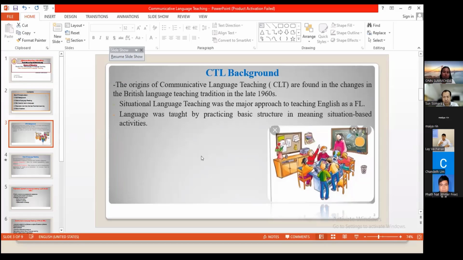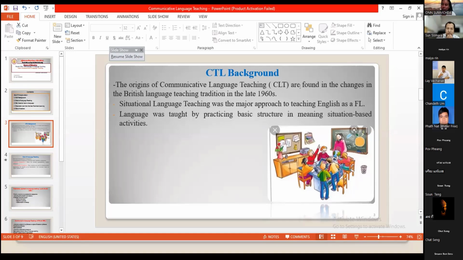CLT background. The origins of communicative language teaching, or in short CLT, are found in the chain of British language teaching in the late 1960s. We know that communicative language teaching is one of the famous teaching approaches, and it's not too old. Before 1960, situational language teaching was the major approach to teaching English as a foreign language.